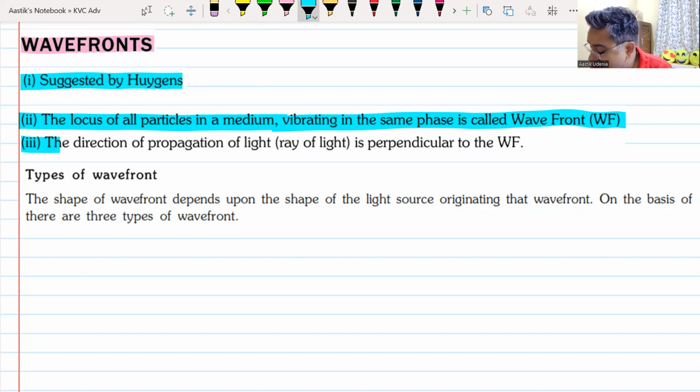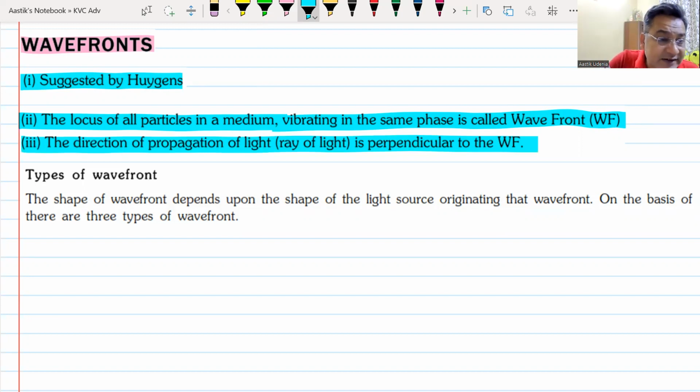The next thing that you must remember about a wave front is that the direction of propagation of light is always perpendicular to the wavefront. Do we understand this? Yes, sir. The direction of propagation of light is perpendicular to the wavefront.